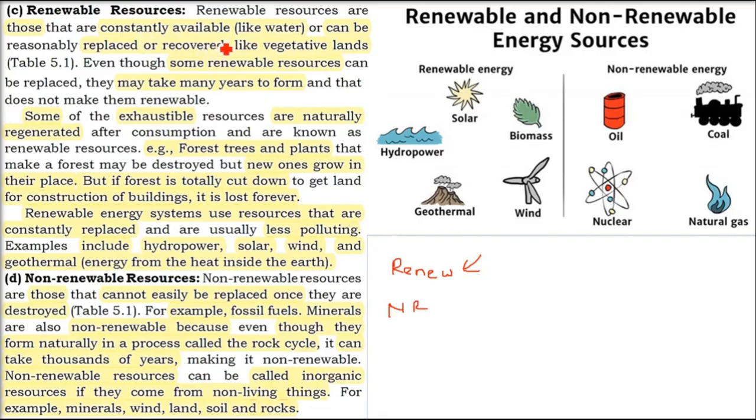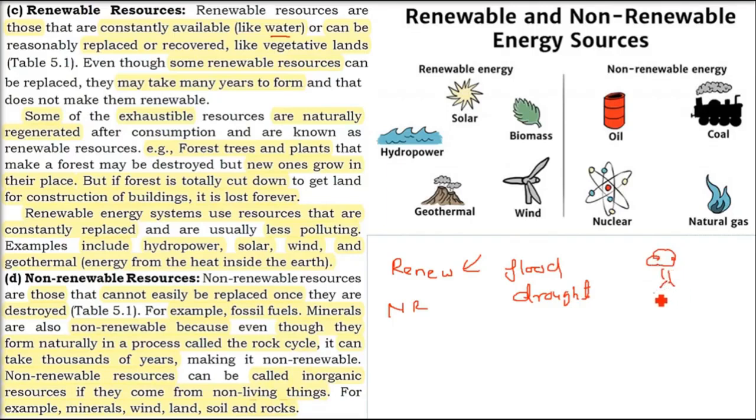So renewable resources are those resources which are constantly available, like water. Water in every form will be there, the content is fixed, but it will never be finished. If you use water, it will not be exhausted. It can be replaced or it can be recovered. But if you see, somewhere it is flood, somewhere it is drought, right?